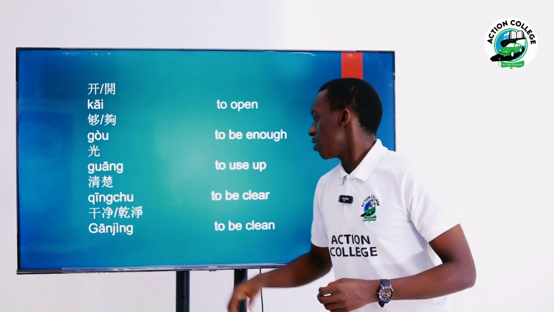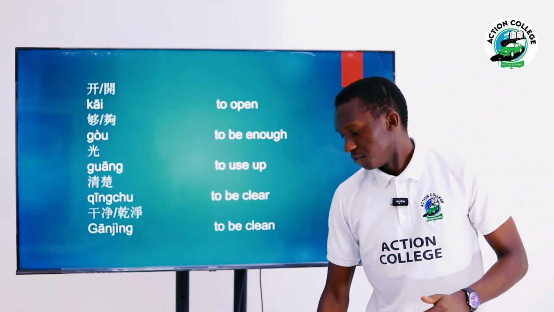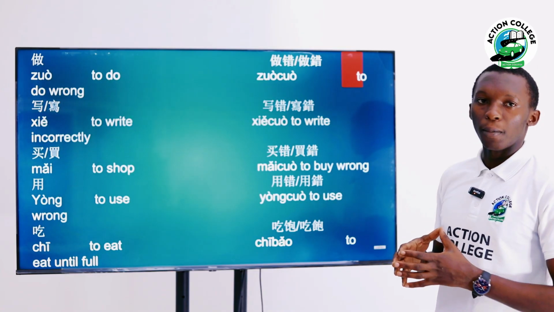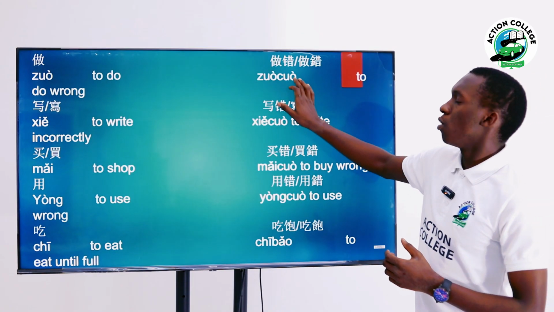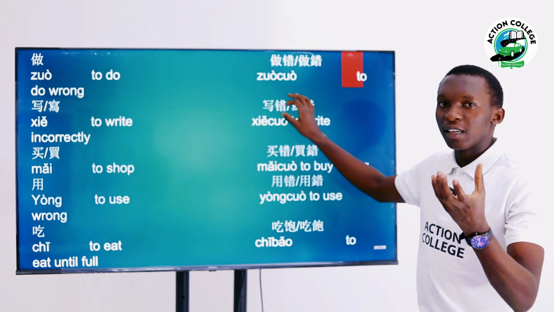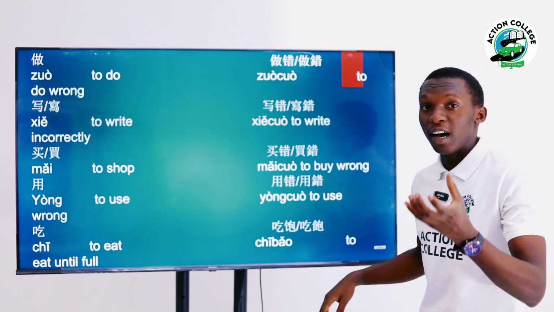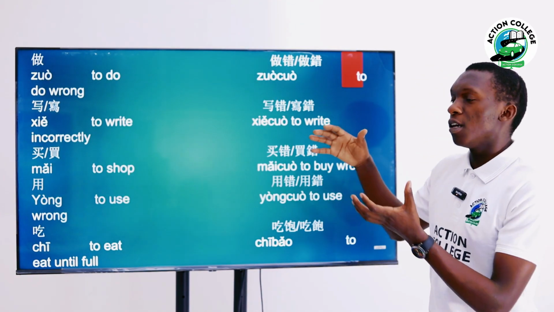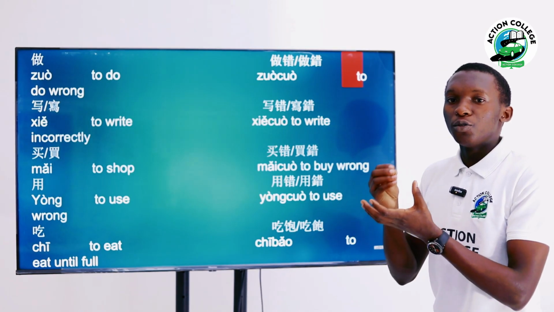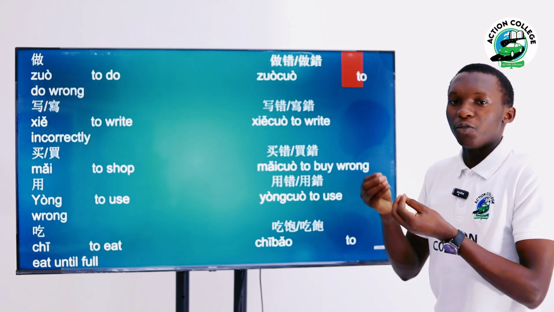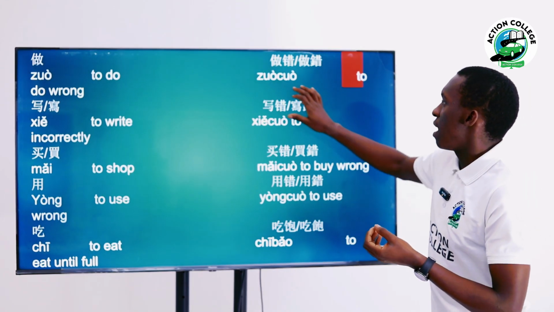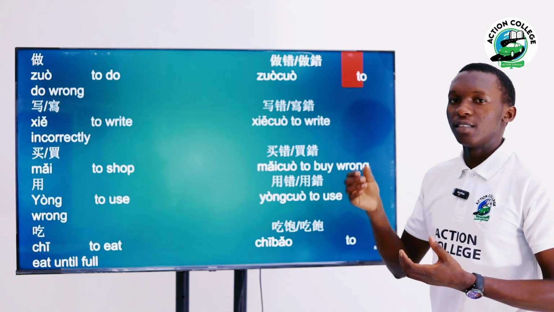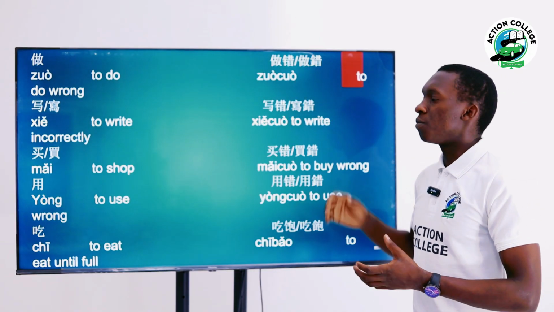Ganjing, to be clean. Zuo is to do. But cuo, if you remember, we said cuo is a suffix that we add on a stative verb to mean that something is done wrongly. So zuo is to do, to indicate the result of doing something. By adding cuo, you'll be meaning that at the end, the result of the action is that it is done wrongly.